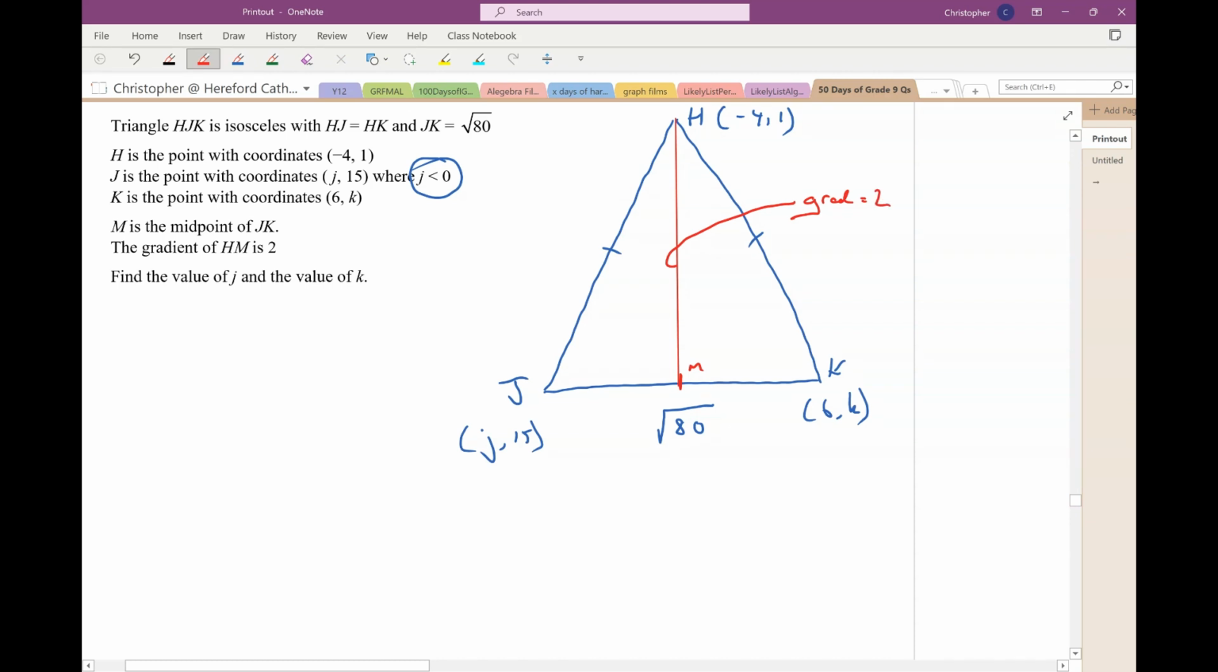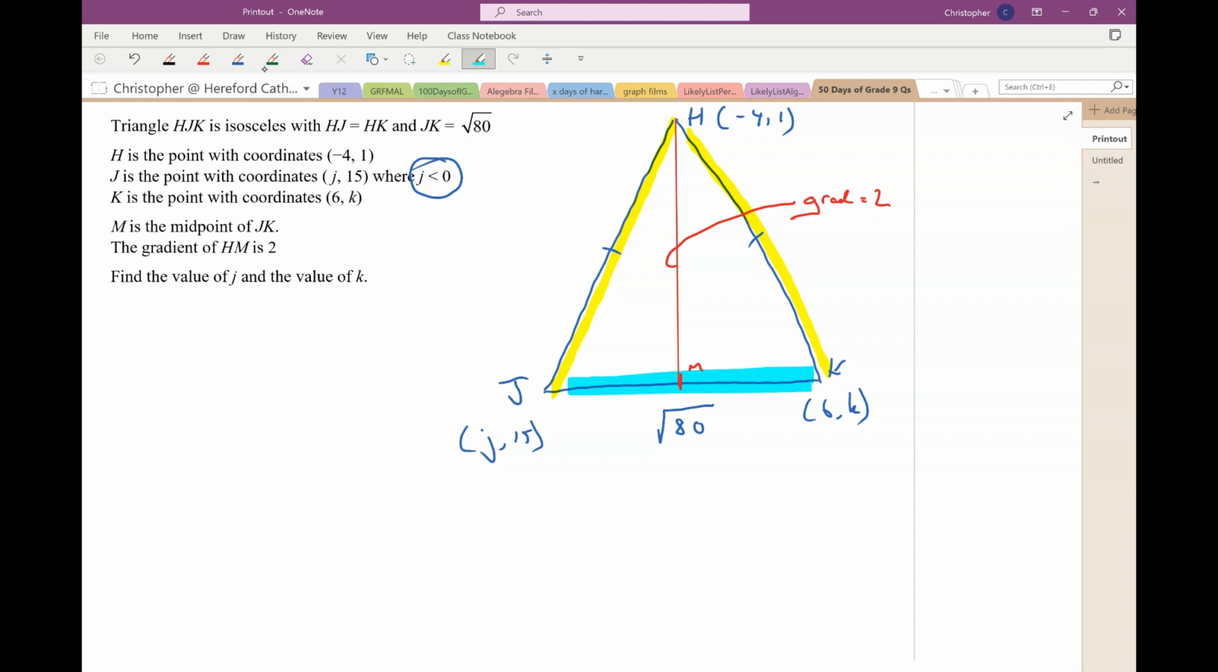So I've got lots of different pieces of information here. I've got, for example, the fact that that distance is equal to that distance. So I could use that to write an equation, which would involve j and k. And then I've also got the fact that this distance is the square root of 80, so I could use that to write an equation.